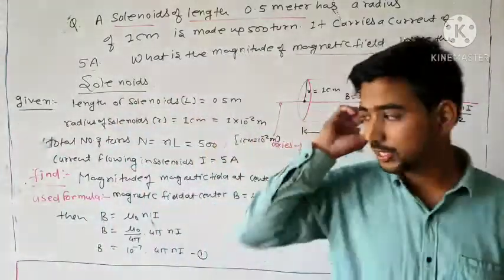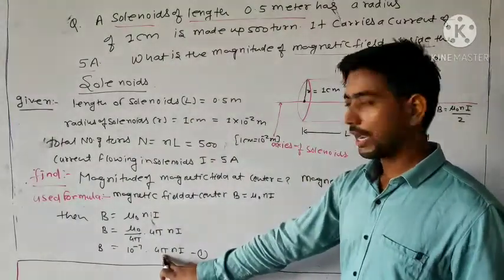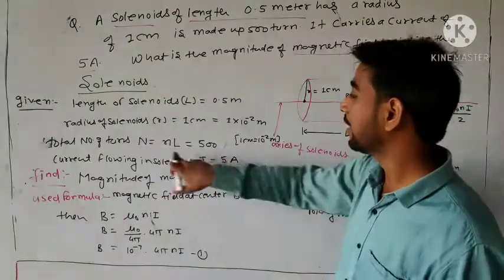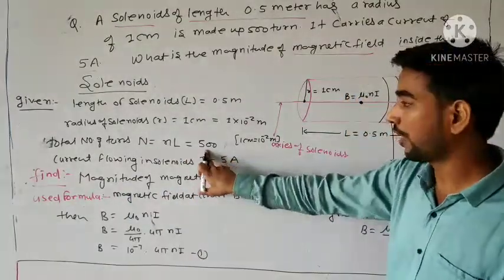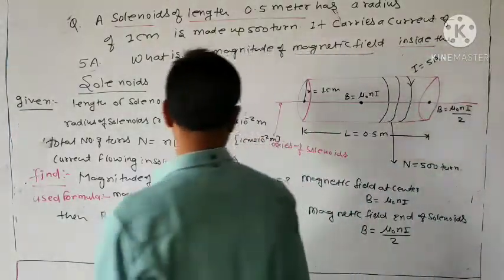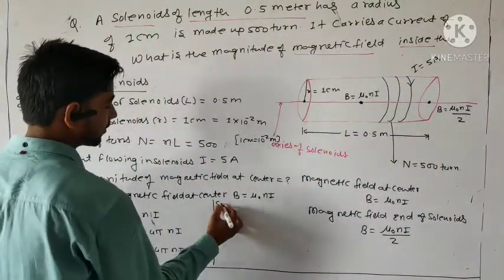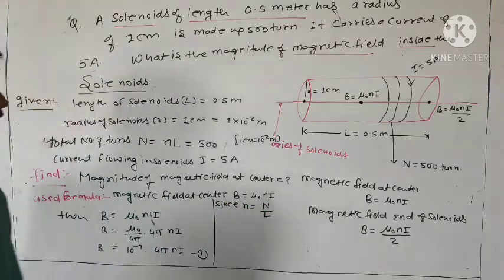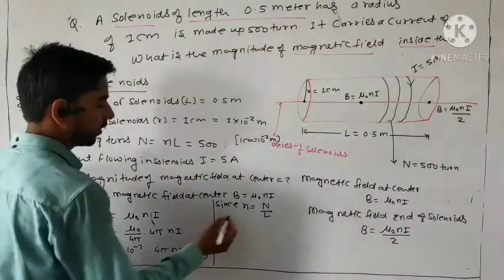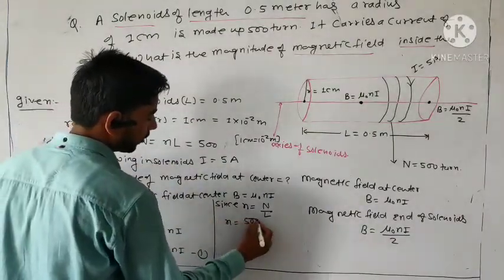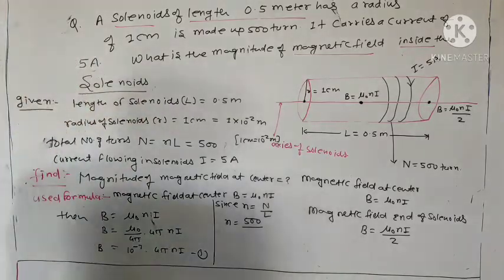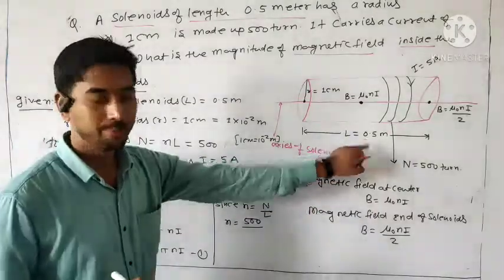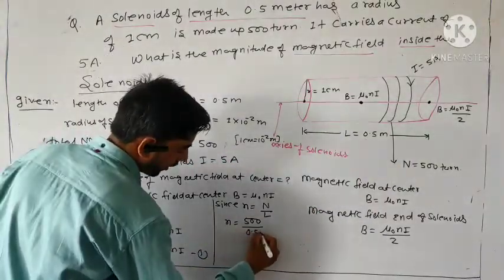Here one problem is there. We know the value of 4 and pi, and current I is given, but small n is not given. Here capital N is 500 turns, so first find small n. Small n is equal to capital N upon L. Capital N is 500 and L is given as 0.5 meter.